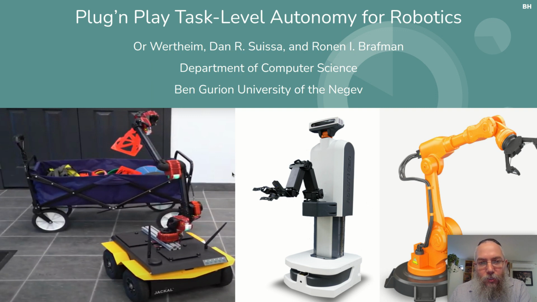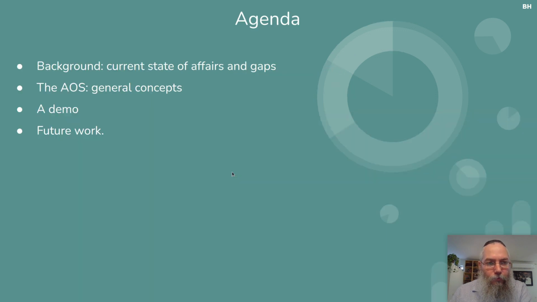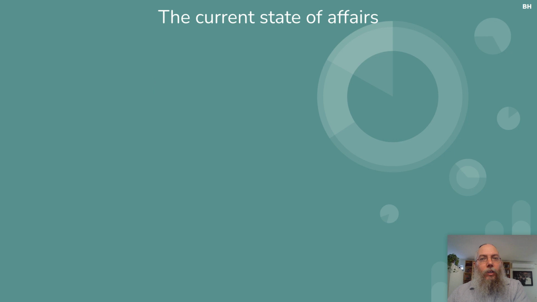My research is about making AI planning more accessible for robotic engineers. So the agenda for this talk: first of all, we will overview some background about the current state of affairs in autonomous robot development, and some gaps we found. I'll introduce the AOS, our system, and some general concepts. We will see a demo and talk about future work.